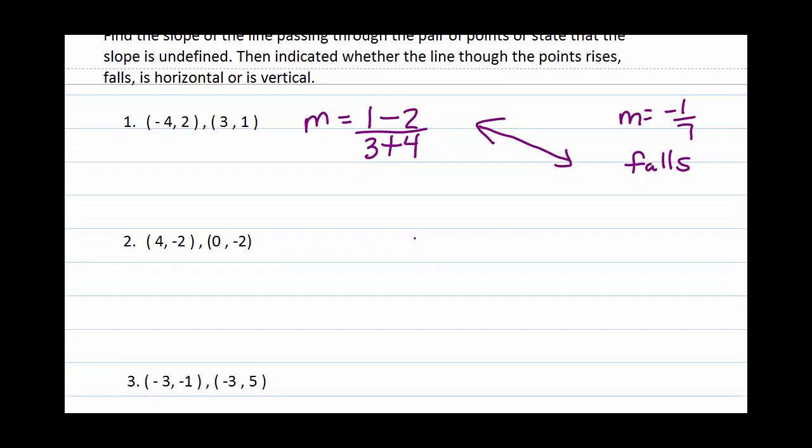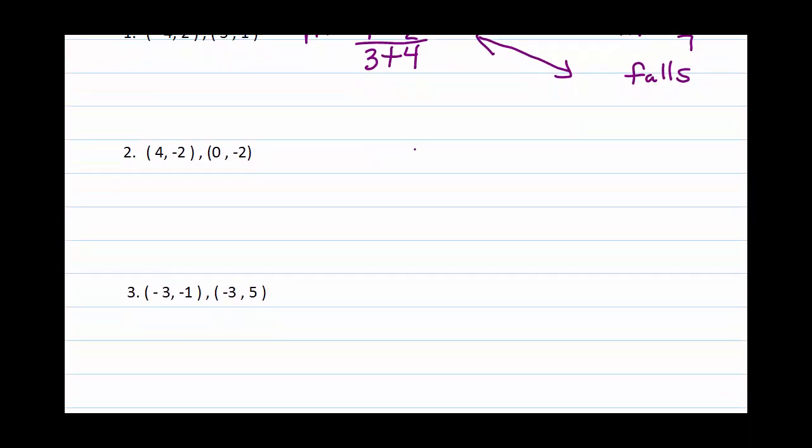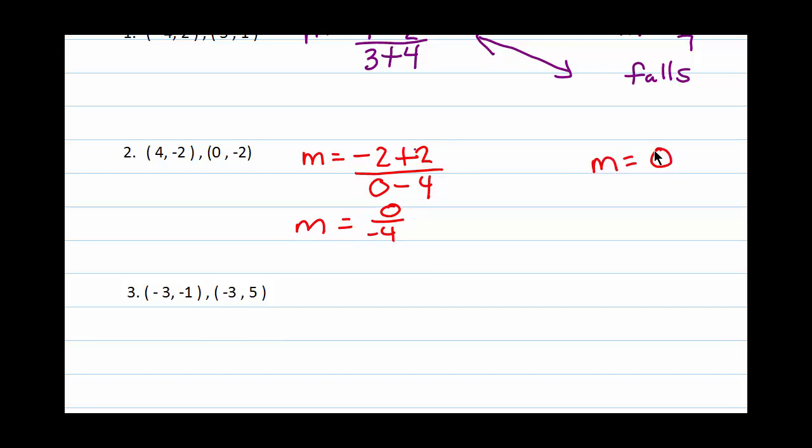Alright, let's look at this next example here. So here I have m is equal to, once again, negative 2 minus, it's a negative 2, so I'm going to write plus 2, divided by 0 minus 4. So I get that my slope is equal to 0 divided by negative 4, which means that my slope is 0. So since my slope is 0, that is because it is a horizontal line.